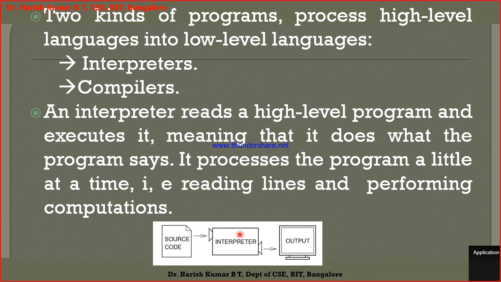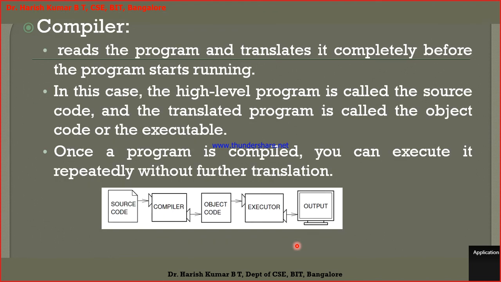You have the source code. The interpreter takes one line at a time from the source code, processes it, and produces the output. The compiler takes the entire source code, compiles it, and checks for syntax errors. If there are no syntax errors, it produces an object code, and an executor performs the execution of this object code. This object code can be taken from one system to another system and executed.